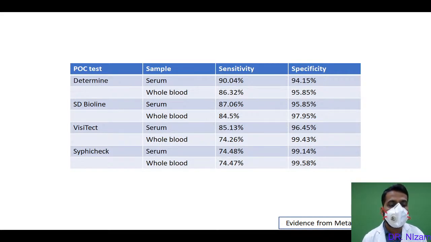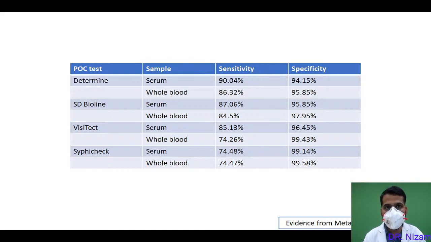These are the rapid point of care tests, that is Determine, SD Bioline, VCTech and Syphilis Health Check, which can use serum or whole blood. The sensitivity of the Determine is around 90 from the serum and 86 from the whole blood, and the specificity is around 94 to 95. For Bioline, from the serum and the whole blood, sensitivity is around 87 to 84% and specificity 95 to 97. Then VCTech sensitivity is 85 to 74%, depending on what sample we are using.